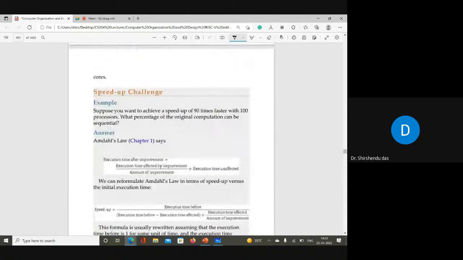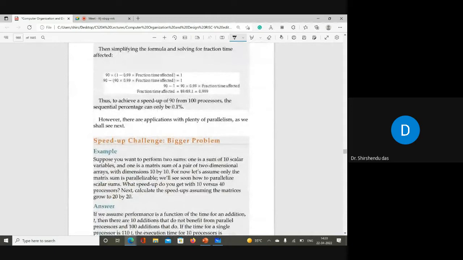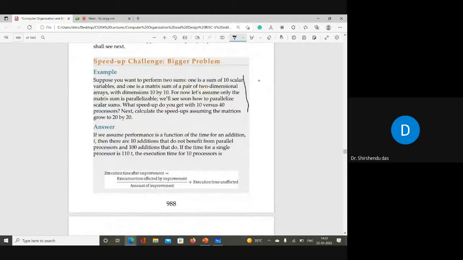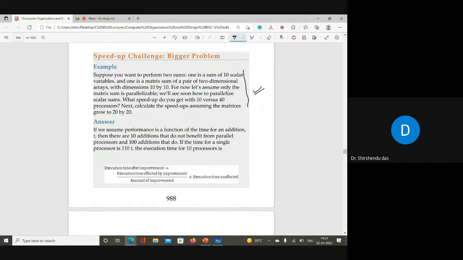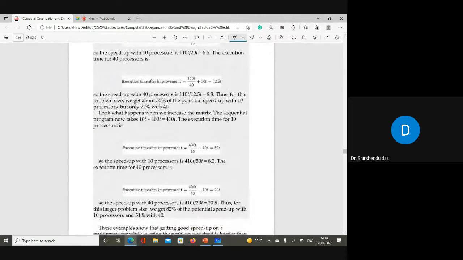One more challenge, I think, is written here: the speed up challenge, bigger problem. If you read this section, you'll understand the same program that I have written: on the first left side I will perform 10 scalar additions, and on the right side I will do one matrix addition. The same problem they have written here. And if you scroll down here, first they have shown this.